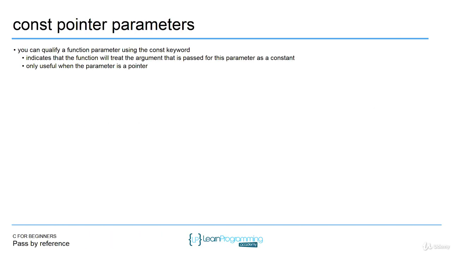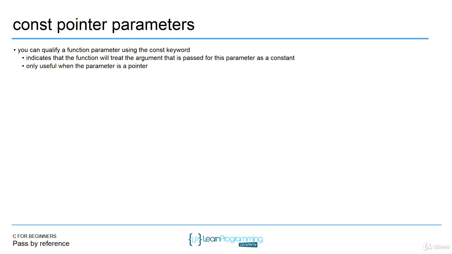Now, you can also qualify a function parameter using the const keyword. This indicates that the function will treat the argument that is passed in for this parameter as a constant. It's only useful when the parameter is a pointer, right? Because if you're passing by value and you're not passing in pointers, it doesn't matter, because if you change it, it's not going to affect anything outside the function. So why would you make it a constant? Who cares if you change it?